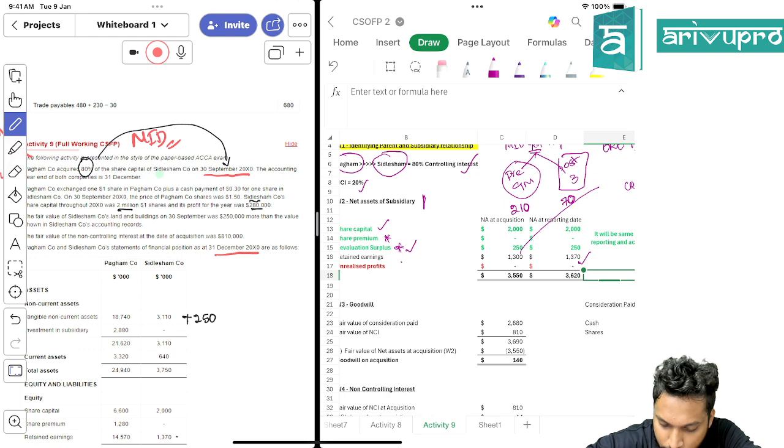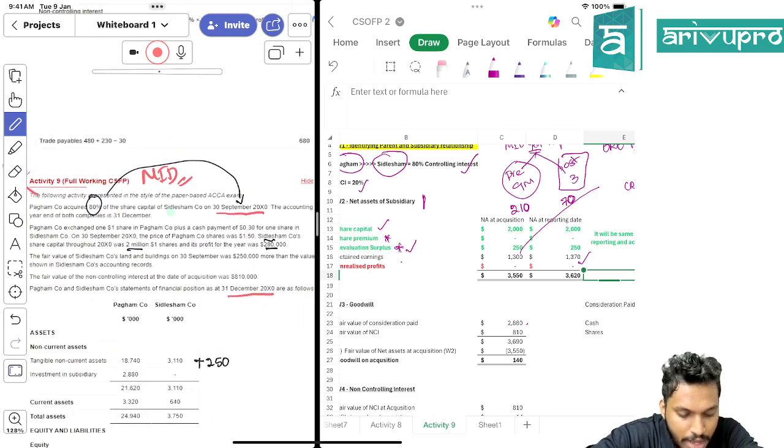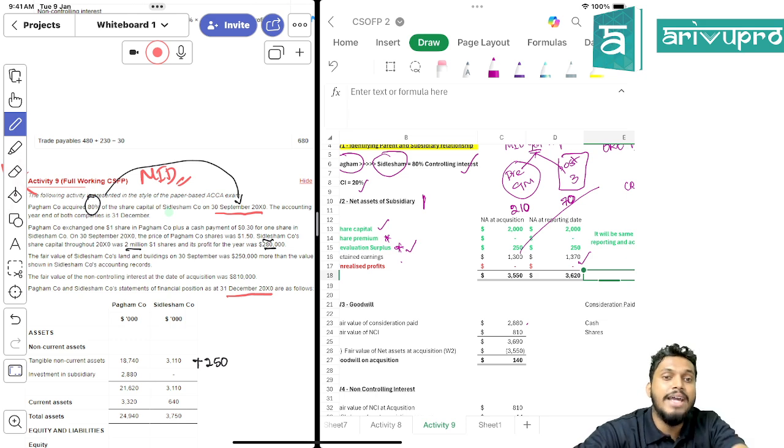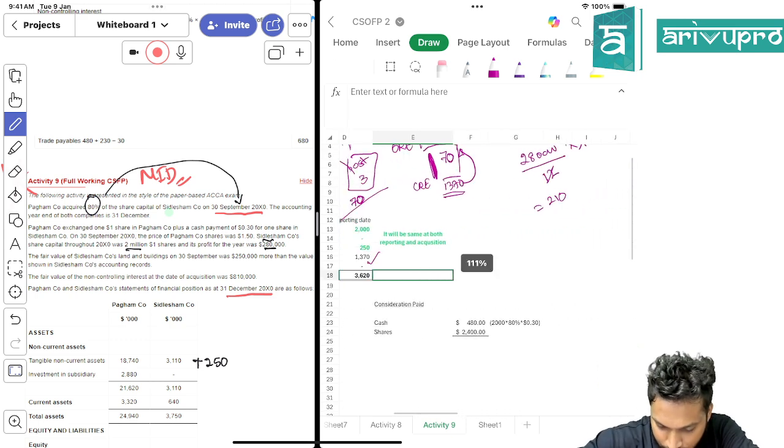Now you need to finalize your working 3. In order to do that, you need to know the fair value of consideration. When you are purchasing the P company's investment in S, 80% you are investing, so you need to know how much you have paid. They are telling that P company exchanges one share in P plus a cash payment of 30 cents for one share in S. I have done a calculation here.